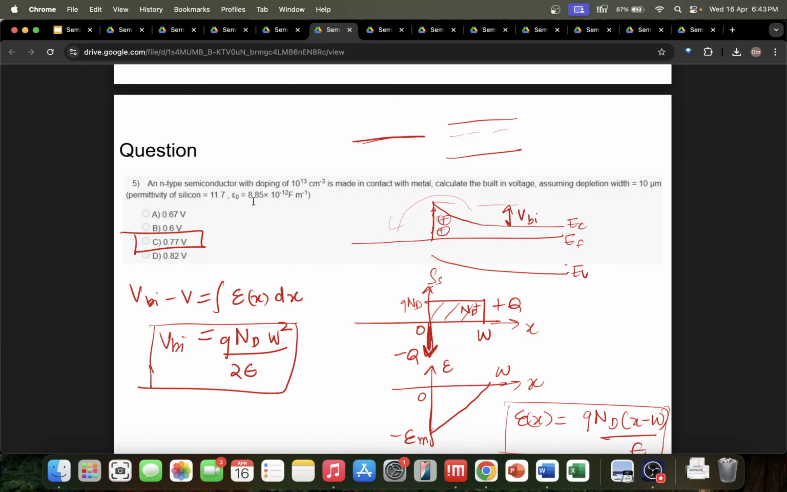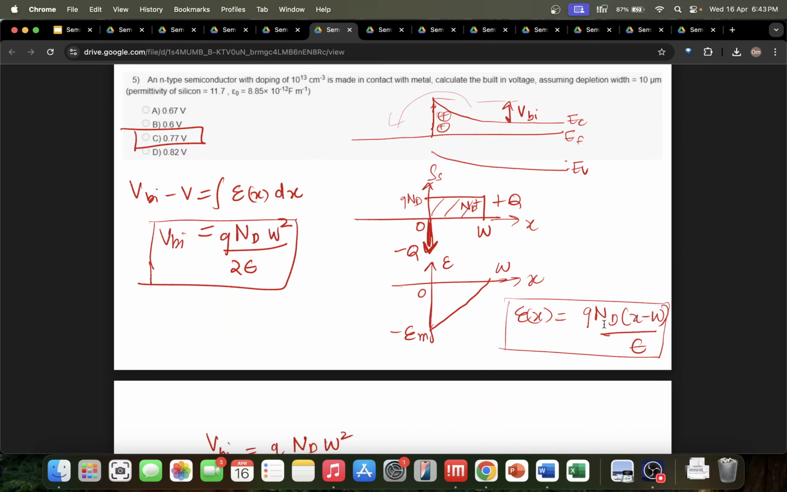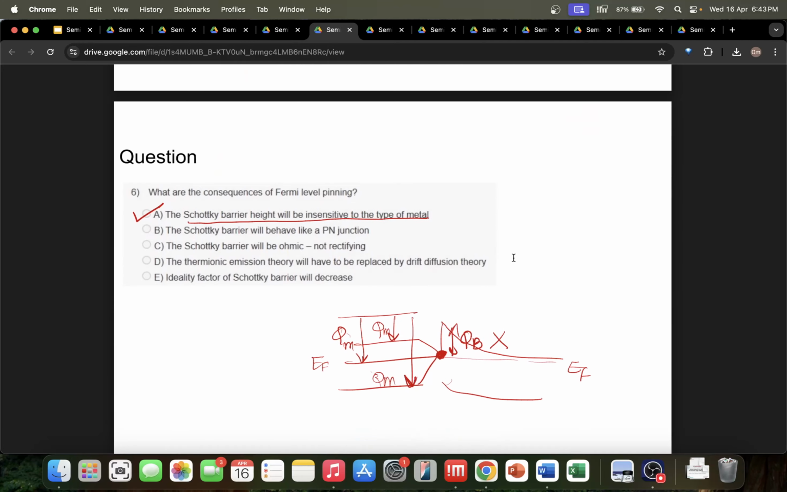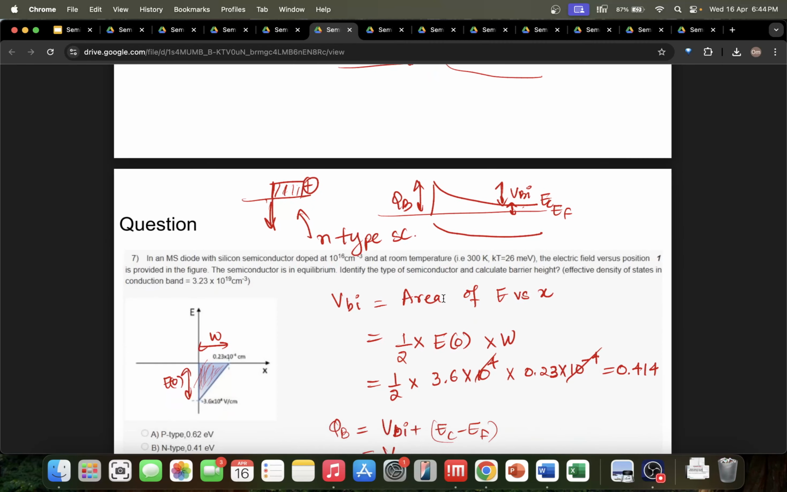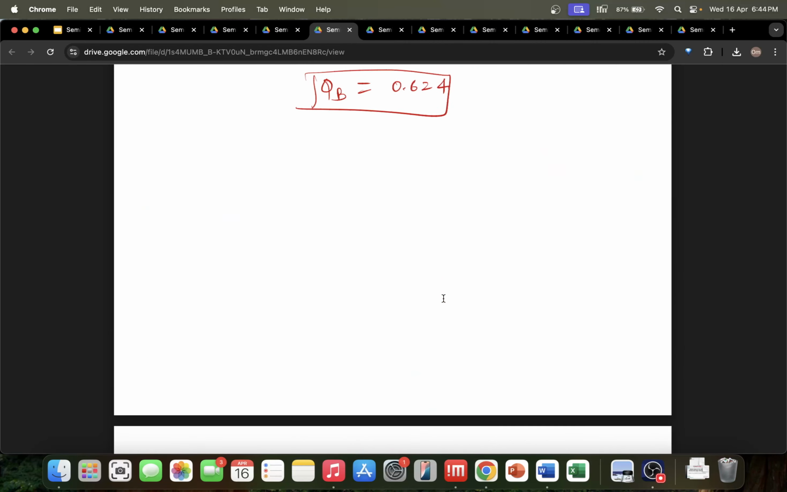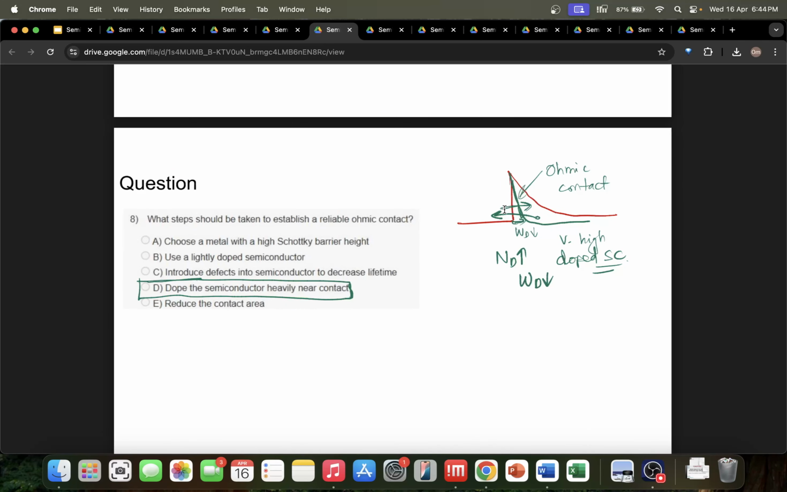We have some more questions on the built-in potential of a metal semiconductor diode. These are simple formulations. We saw what the Schottky barrier is, how it behaves with different work functions, what Fermi level pinning is, and how we make ohmic contacts in practice. That is when we dope the semiconductor at the metal contact so highly that the barrier is so thin that the electrons can tunnel through it. This is the only ohmic contact.